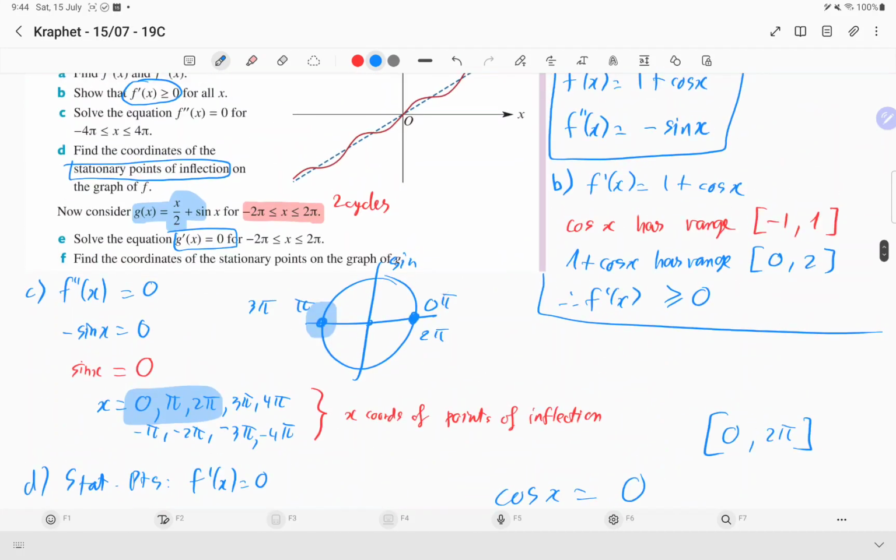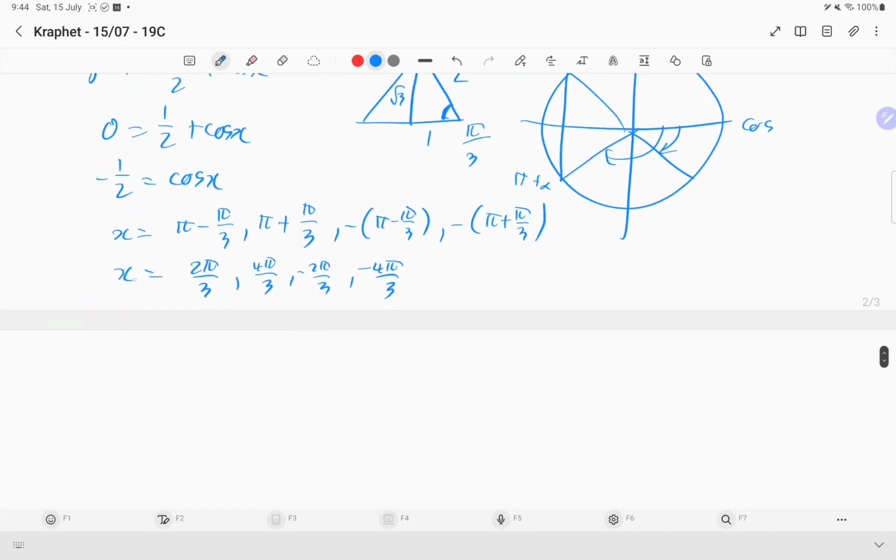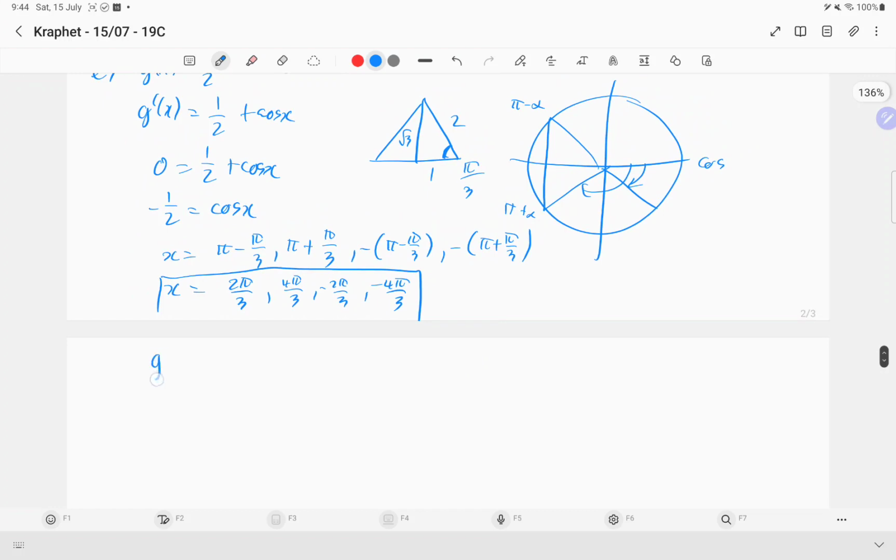Yep, so that's just the solutions for the g dash x. And then find the coordinates of the stationary points on the graph of g. So we are solving for the y value as well as the x value. So now we need to find g of 2 pi on 3.